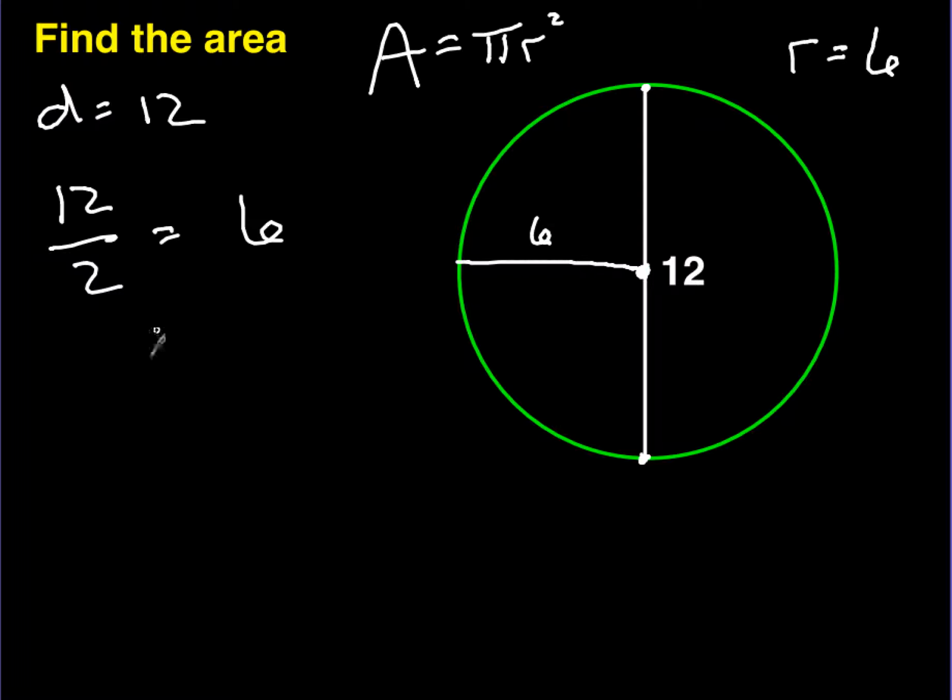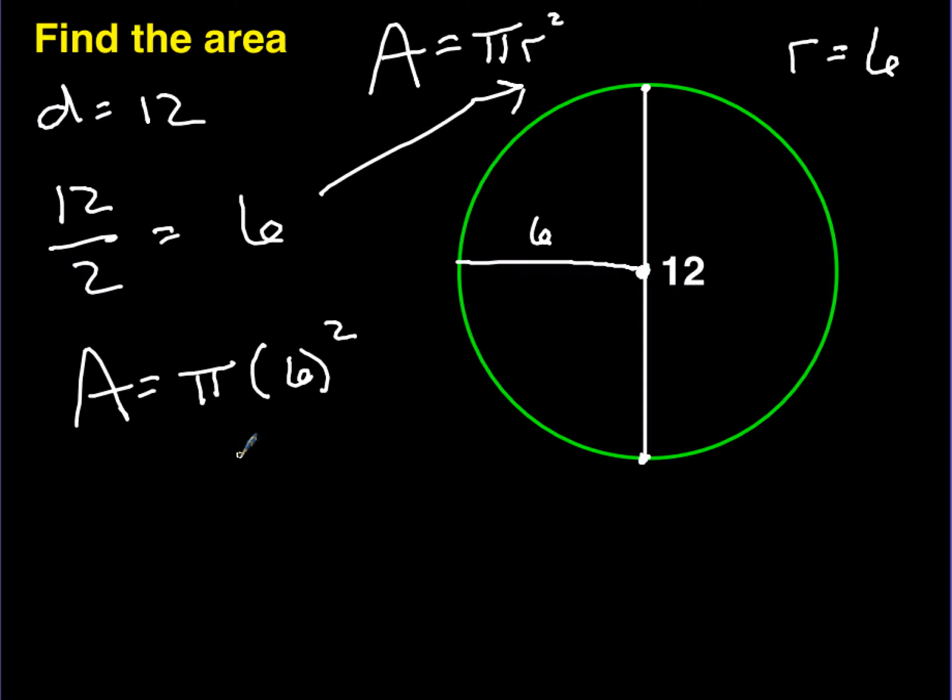So what I can do here is take my area formula, pi, and plug it in. So I've got pi times 6 squared. And now all I do from here is simplify. I do my exponent first, and I always multiply by pi last. 6 squared is the same thing as 6 times 6, which is 36. So my area is 36 times pi.